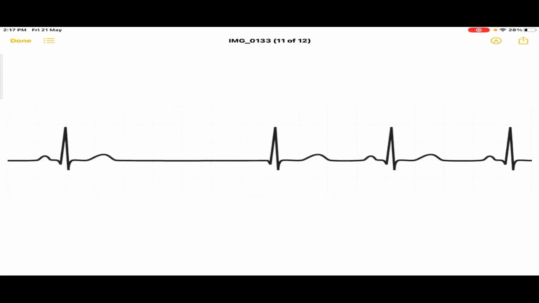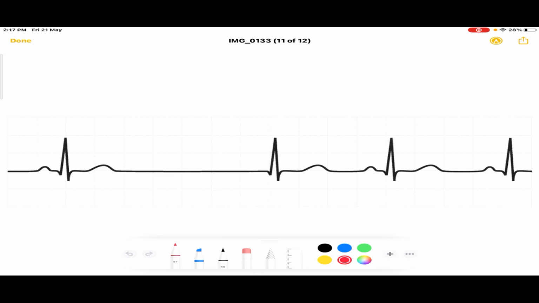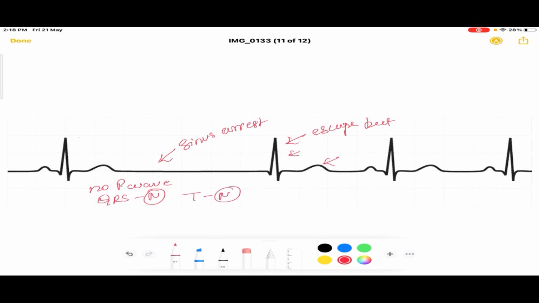Here there is sinus arrest and there is an escape beat. If you see the escape beat, there is no P wave, so it is not atrial. But QRS complex is normal, and T wave is also normal. So this is not ventricular escape beat, and this is junctional or nodal escape beat.